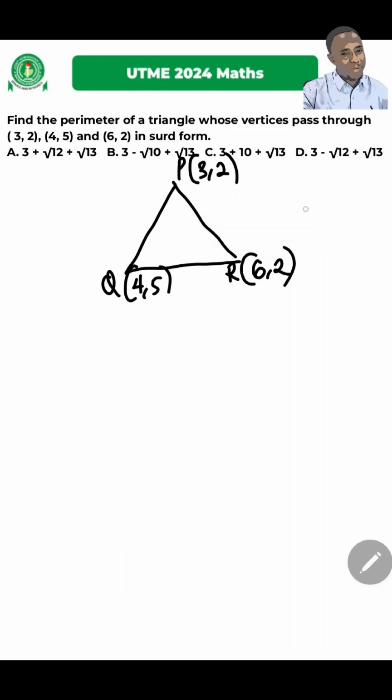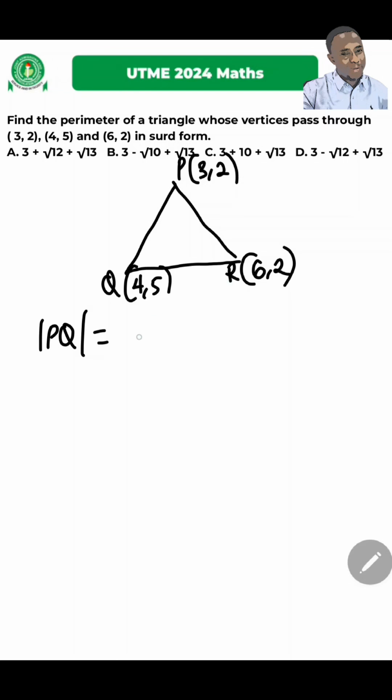To find the perimeter of this triangle, what I need to do is to find the length of each of the sides. To find the length of each of the sides, I want to use the distance between 2 points. So for PQ, remember that the formula for distance between 2 points is the square root of (x2 minus x1) squared plus (y2 minus y1) squared.